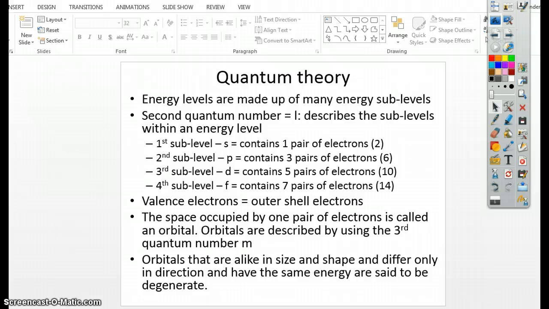Valence electrons is a fancy name for saying outer shell electrons, which are the important ones. The space occupied by 1 pair of electrons is the orbital, and it's found anywhere within that orbital. The probability of finding it anywhere within that orbital would be where we find it. Orbitals are described by using the third quantum number m. Orbitals that are alike in size, shape, and energy, but differ in the direction the electrons are moving, are known as being degenerate.